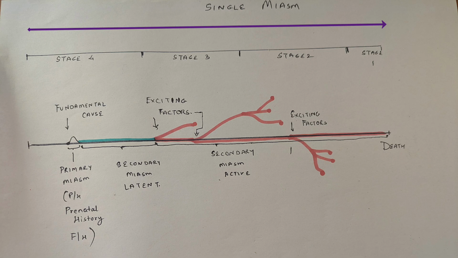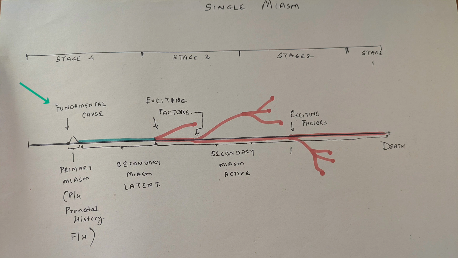So a single miasm, one specific fundamental chronic miasm, can have multiple exciting factors and can go on and create issues in multiple systems, multiple organs. All of them are traced to that one single miasmatic cause. Right? This is what I call a single miasmatic case.